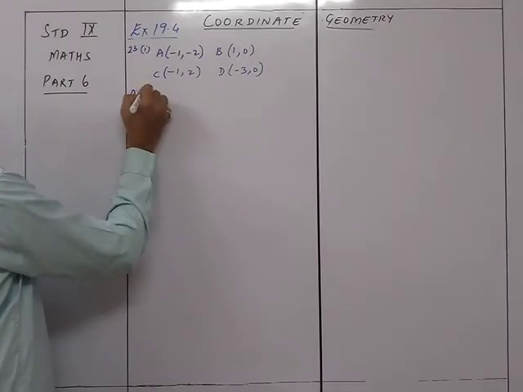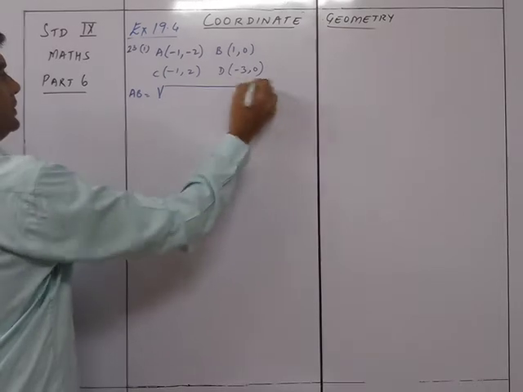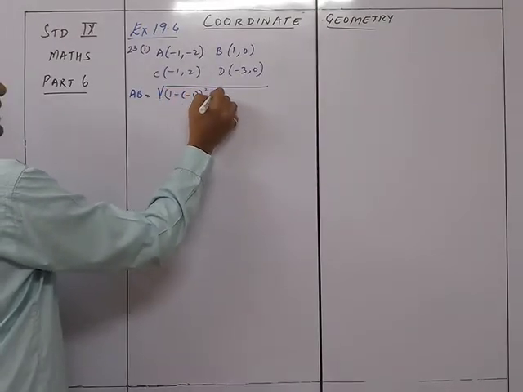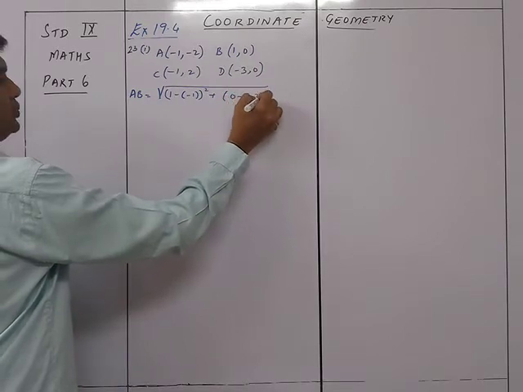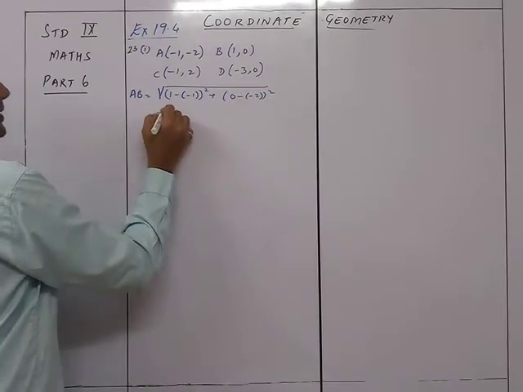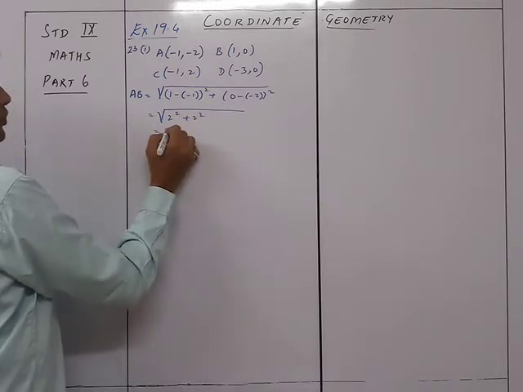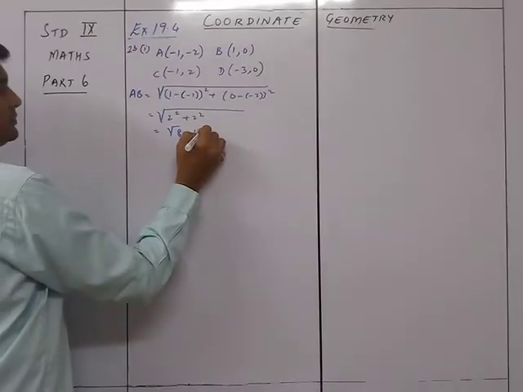AB, square root of 1 minus of -1 the whole square plus 0 minus of -2 the whole square. That will be equal to 2 square plus 2 square, is equal to 4 plus 4, root 8 units.